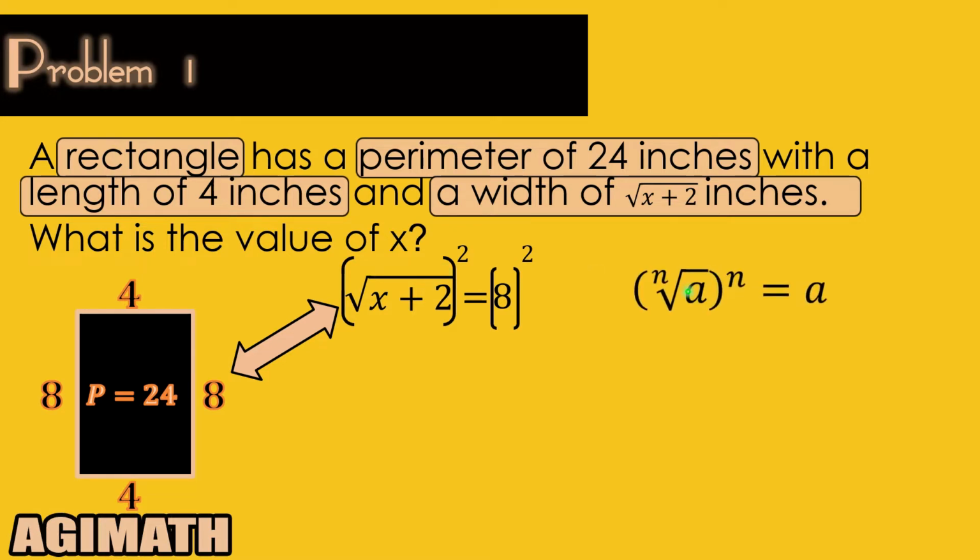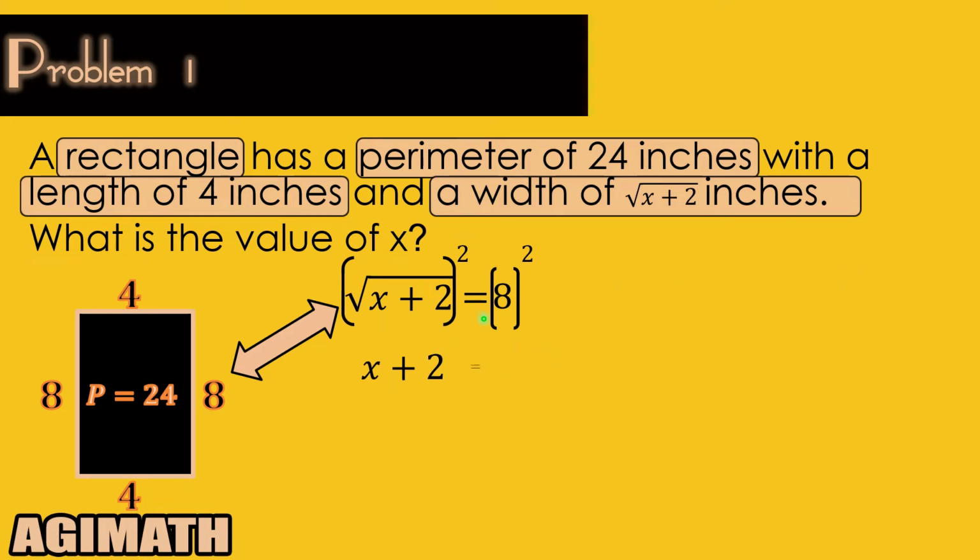And recall that one of the properties of the radicals is this. If you have the nth root of a being raised to n, the answer is just equal to a. What does it mean? If the index and the power outside are equal, then it will just give us the radicand. So meaning, when we have the square root of x plus 2 squared, it will just give us x plus 2, as shown in the property earlier.